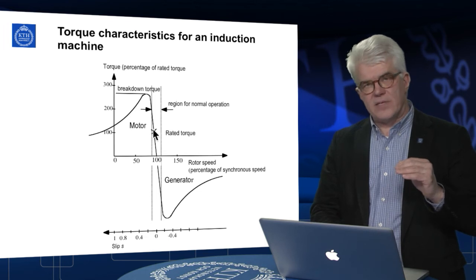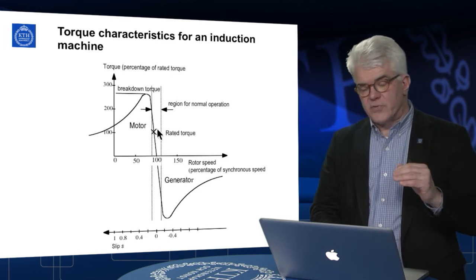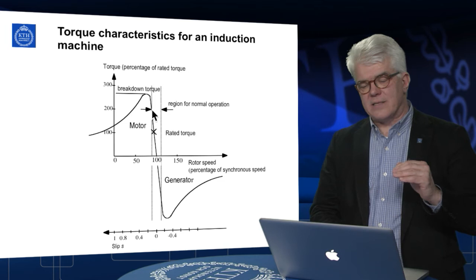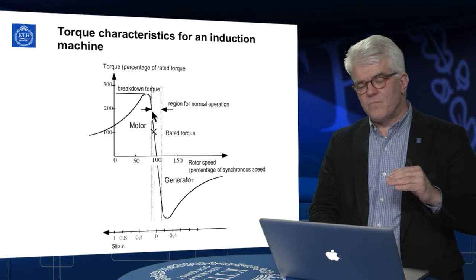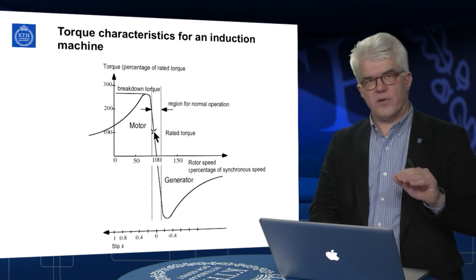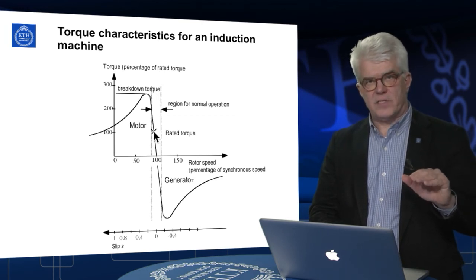And the train drive itself, or the traction drive, normally utilizes up to maximum torque. You don't want to go to breakdown torque, of course, then you stop the machine. But maximum torque and rated torque are the 2 important design parameters you have in the drive.